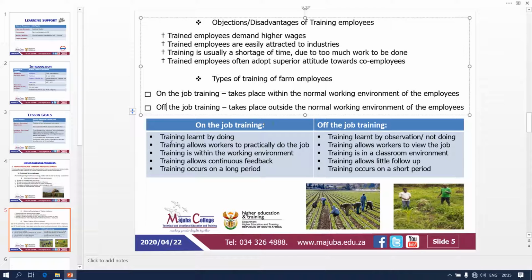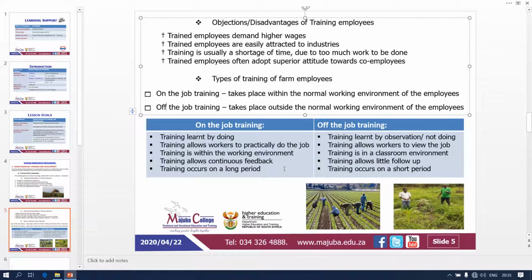On the job training. Training is learned by doing. Please also look at this one. They are being trained. Right? It is learned by doing. It allows workers to practically do the job. Can you see? Training is within the working environment. Can you see?